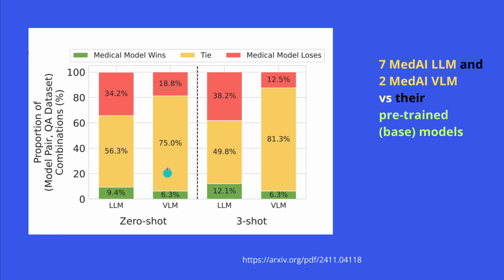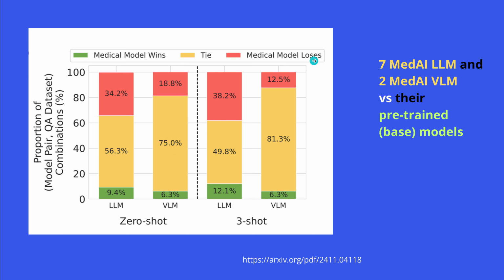If we now take a vision language model with zero-shot, the success rate of the medical model, in green, where the medical model wins, goes down from 9% to 6%. The tie increases to 75%, so there's more or less no difference on this test set whether you have an advanced MedAI system or just the base model.